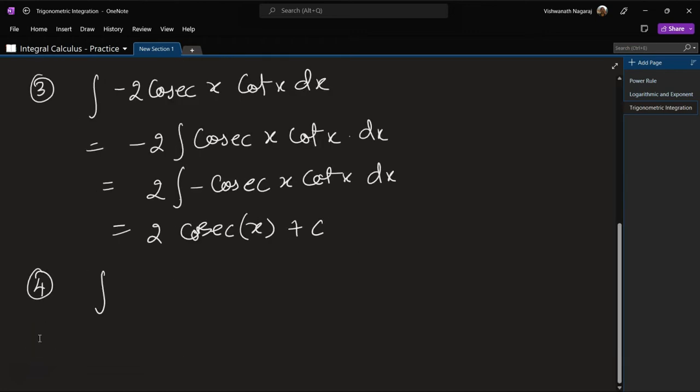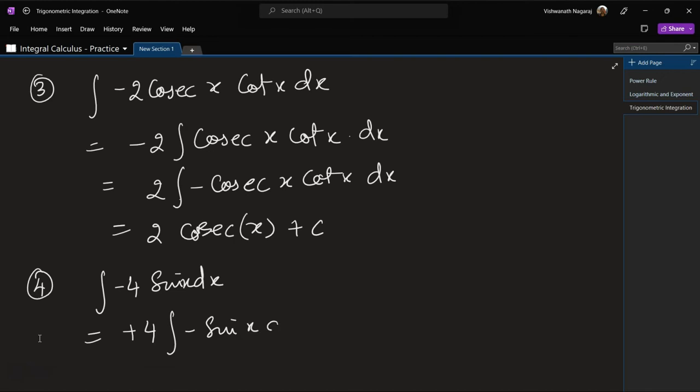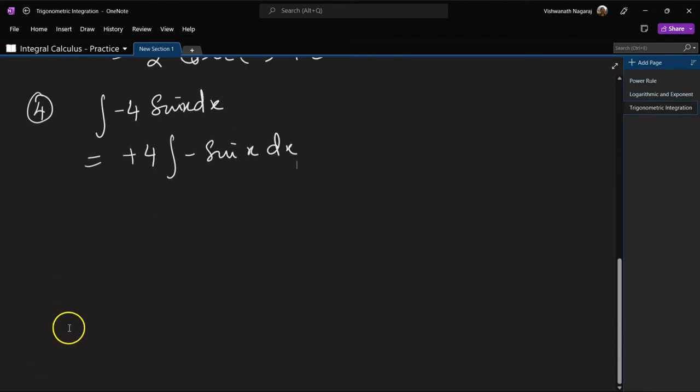Fourth one, integral of minus 4 sin x dx. Again, we know that constant we can take it out. Now, we know that the derivative of cos x is minus sin x. So which means we can take this minus in. So, minus sin x dx. So, the integral of this is cos x plus c.